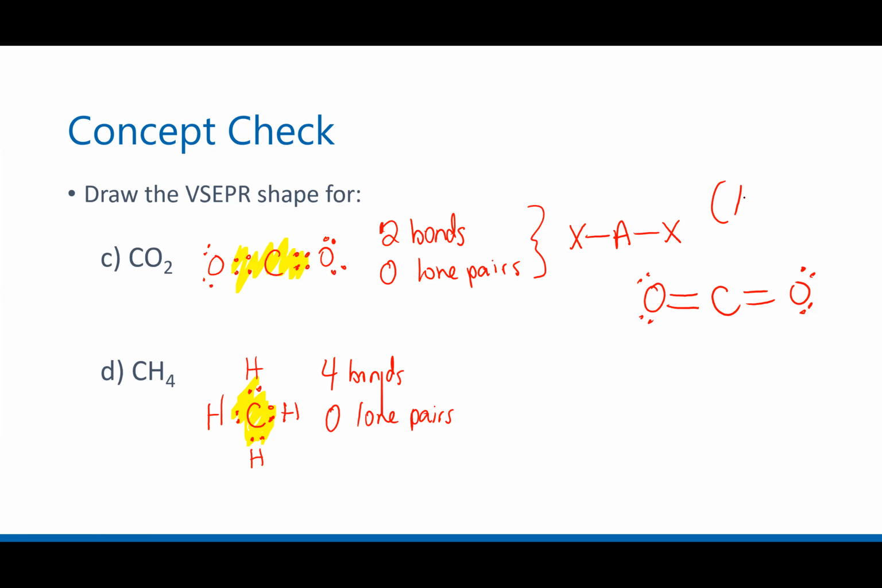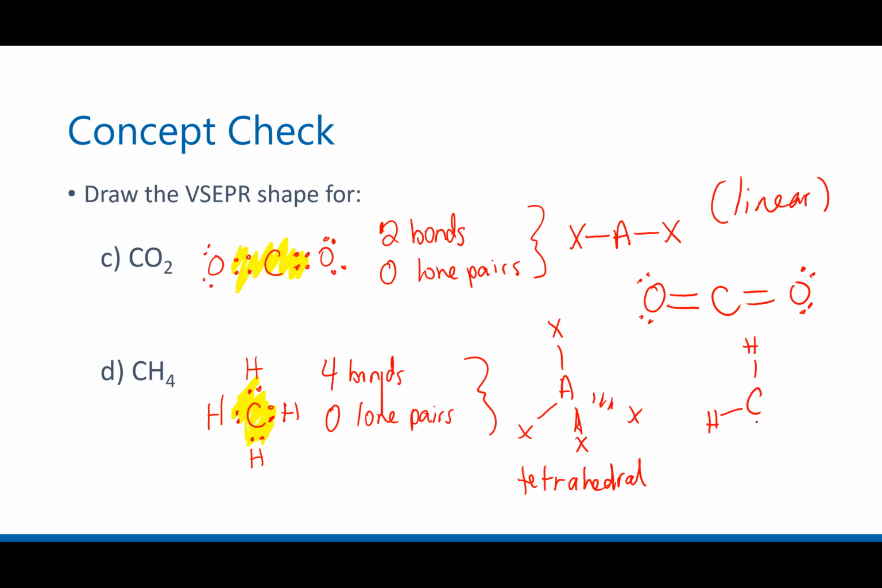By the way, guys, the shape up top is called linear. This shape, it's in your data booklet, I'm just going to sketch it because I know what it looks like. This shape is called tetrahedral. So my molecule would just look like this: C, H, H. You don't have to be an artist. CH4. There you go. That's it.